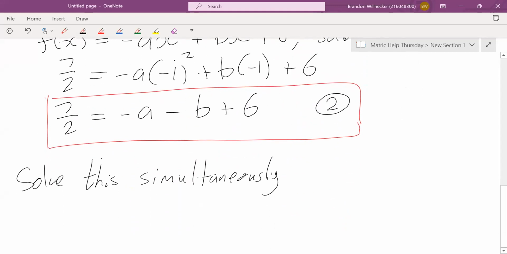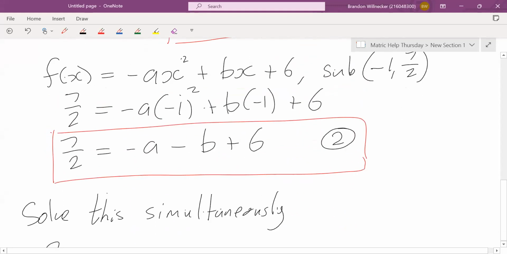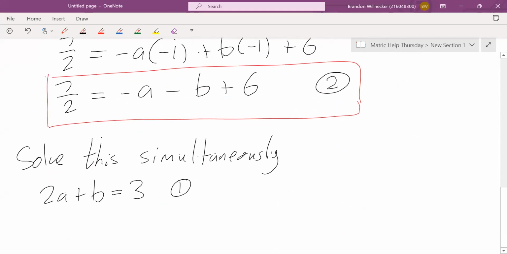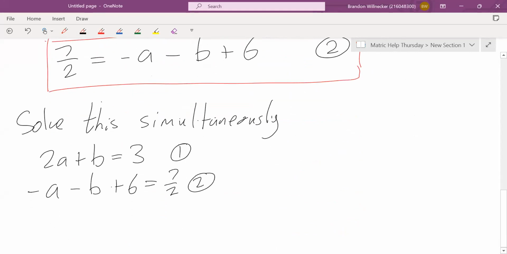Okay, so let's just rewrite what we've got. We've got 2a plus b is equal to 3. This was our equation 1. And we've got minus a minus b plus 6 is equal to 7/2. This was our equation 2.